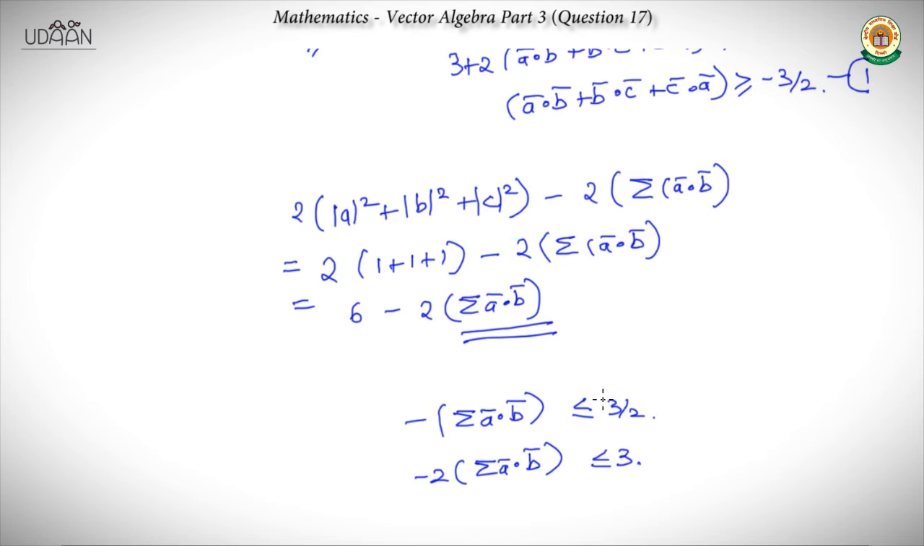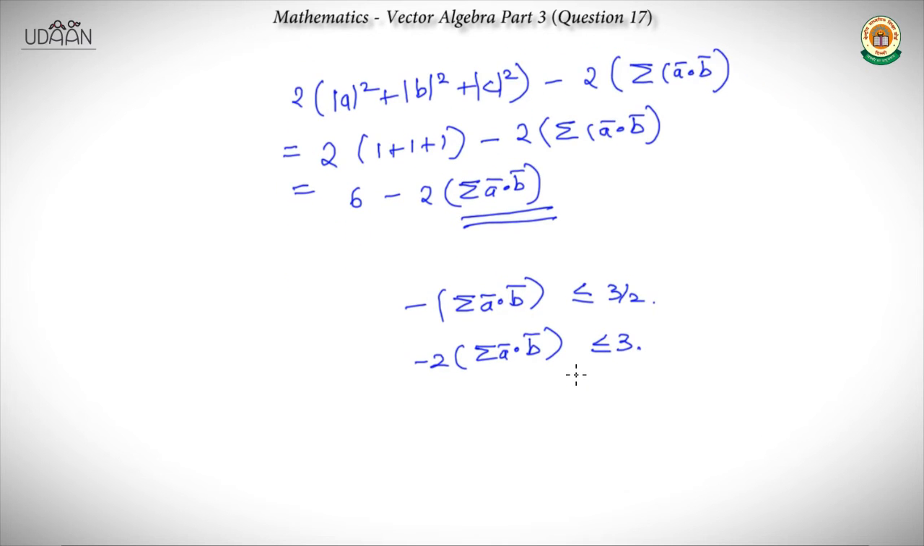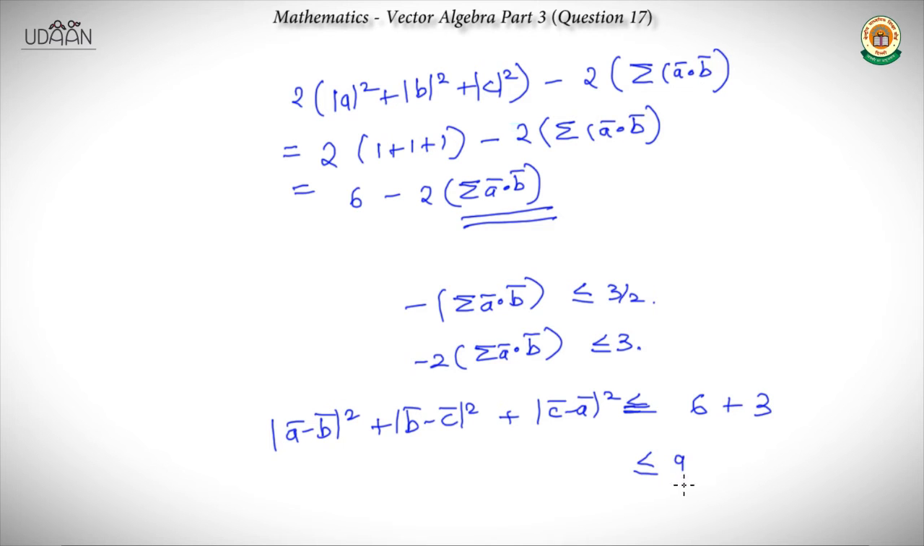So the value which we wanted, that is mod of a bar minus b bar whole square plus mod of b bar minus c bar whole square plus mod of c bar minus a bar whole square, will turn out to be less than or equal to 6 plus 3, which is 9. So the maximum value will turn out to be 9.